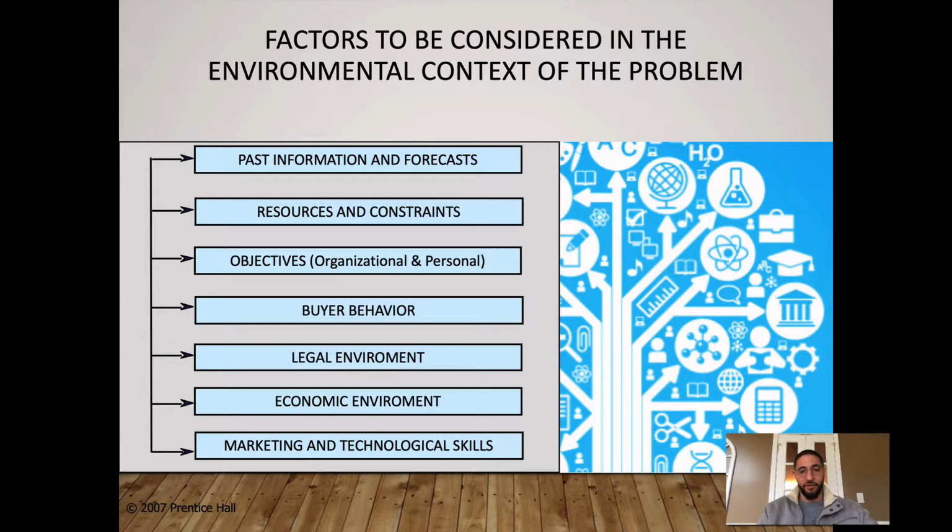Different buyer behaviors to be aware of, the legal environment, the economic environment, your marketing and technological skills. These are all different things to be thinking about in the environmental context before doing the research. Now, again, a lot of these things will be a bit inherent, but it never hurts to go back and take a look at this.